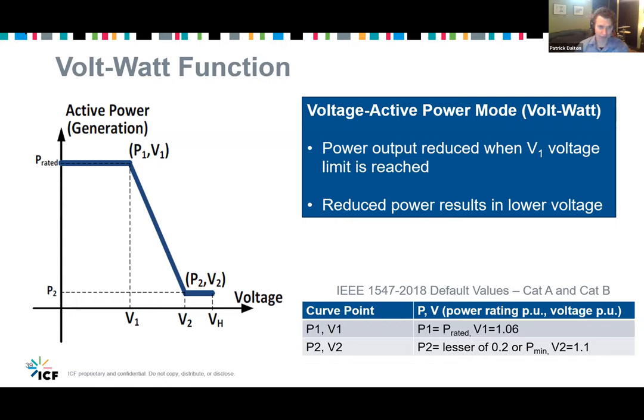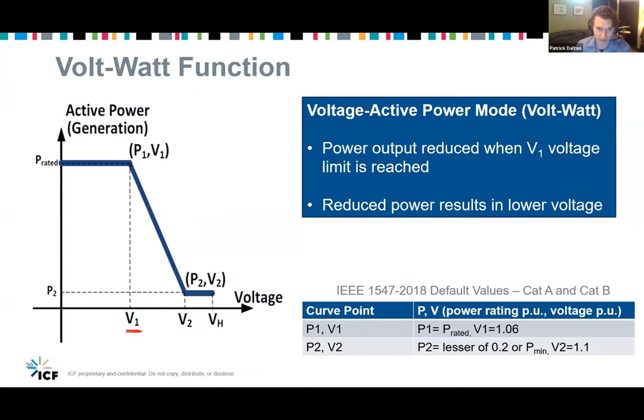So then moving on to volt watt, what we're looking at here is active power on the y-axis, voltage on the x-axis. For voltage that's up to some threshold, which as a default is 1.06 per unit, slightly above that ANSI C84.1 voltage range that we were talking about, which utilities typically adhere to in terms of voltage control, up to a limit that's slightly higher than that, the DER operates at the rated power. There's no issue.